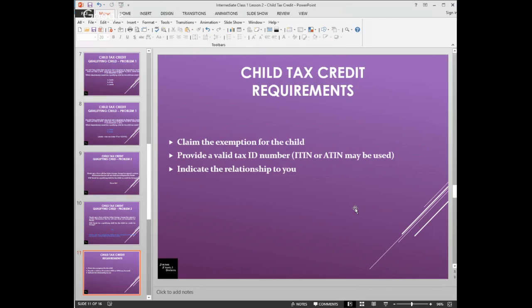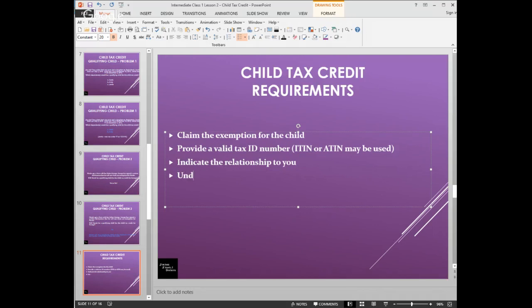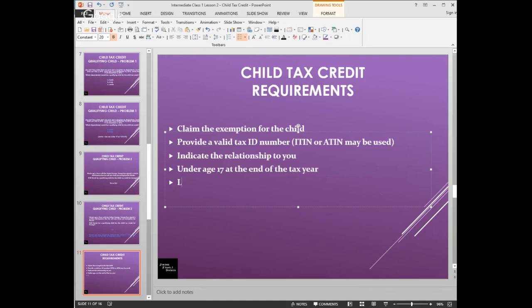So the child tax credit requirements are that you must claim the exemption for the child. You need to provide a valid tax ID. It can be an ITIN or an ATIN, as well as indicate the relationship to you. And the child must be under the age of 17 at the end of the tax year and they must live in the United States.